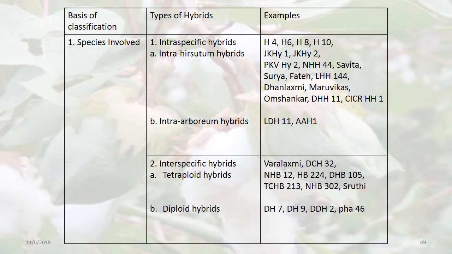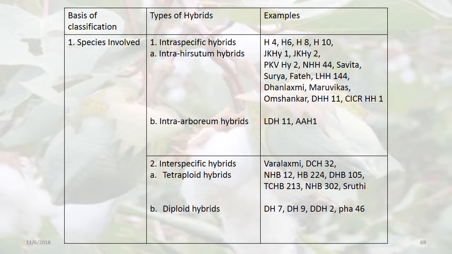The popular hybrids are H4, H6, H8, H10. Intra-hirsutum hybrids: JKHY1, JKHY2, PKVHY2, NHH44, Savita, Surya, Fateh, LHH144, Dhan Lakshmi, Maru Vikas, Om Shankar, DHH11. Then intra-arboreum hybrids are LDH11, AAH1.